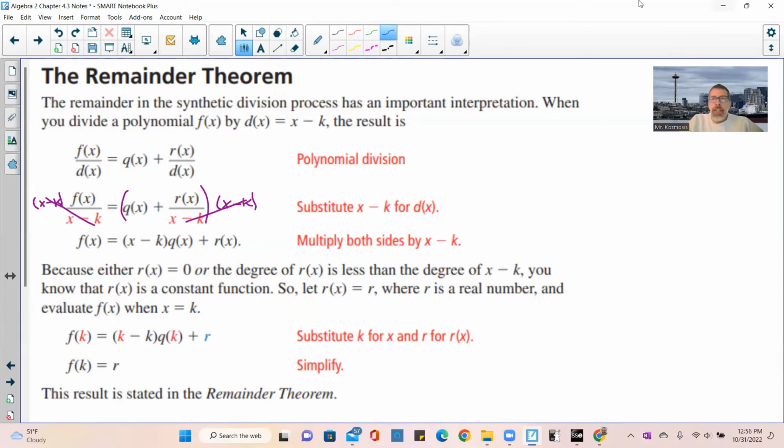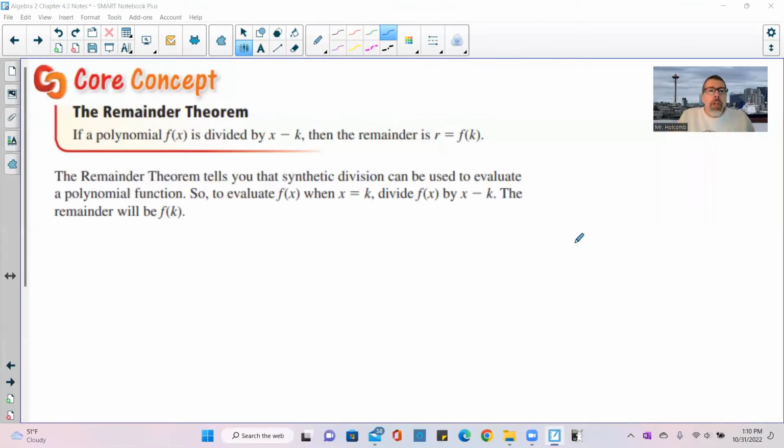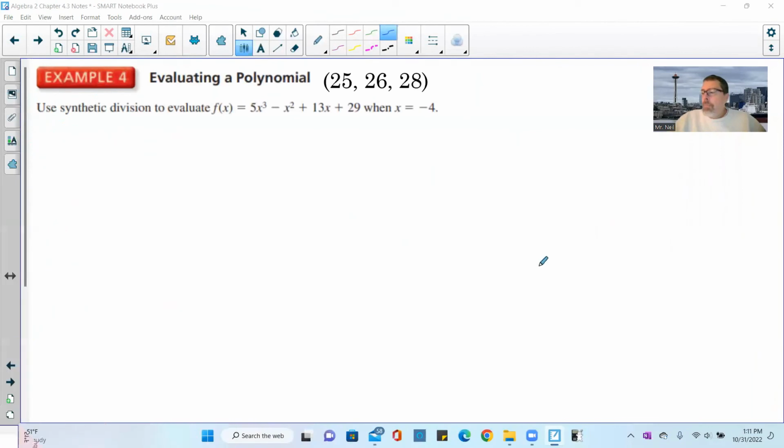All right, let's take a look at that. Okay, core concept of the remainder theorem. If a polynomial, f of x, is divided by x minus k, then the remainder is r equals f of k. The remainder theorem tells you that synthetic division can be used to evaluate a polynomial function. So to evaluate f of x when x equals k, divide f of x by x minus k. The remainder will be f of k. So let's take a look at that in an example. That might not be clear yet, but hopefully after the examples it will be.